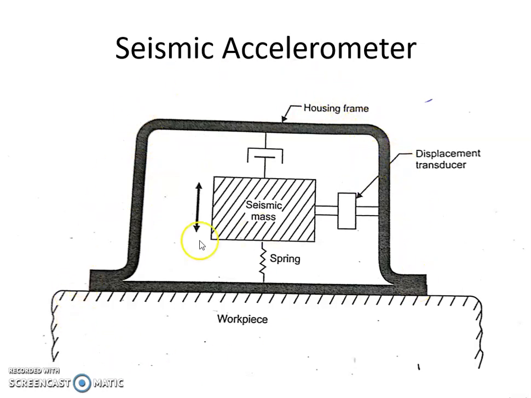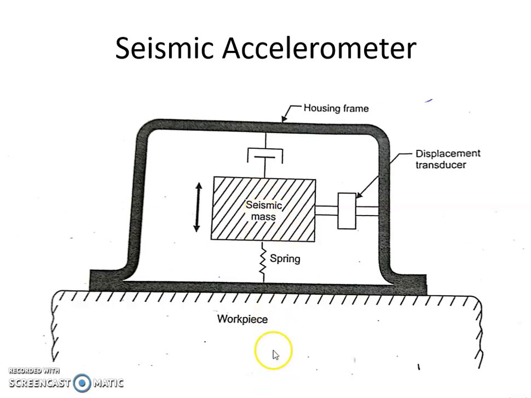And this housing frame is connected to the workpiece whose acceleration is to be measured. Now, as I told, here the acceleration is measured in terms of displacement of the mass, so to measure displacement we use one of the displacement transducers here. There are many displacement transducers which we have studied already in the previous chapters. So any of the displacement transducers can be used to measure the displacement of the mass.